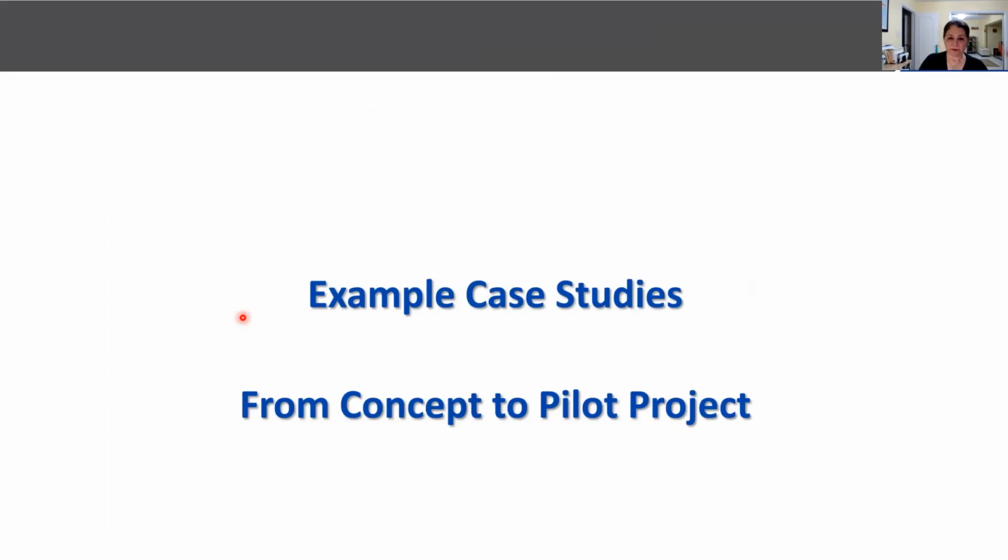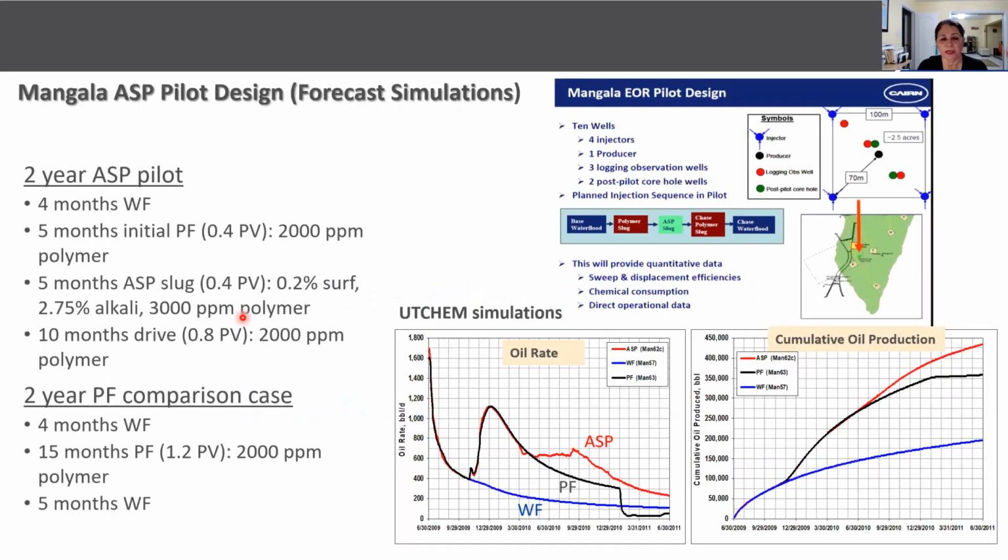So some examples: Mangala ASP. This started in the lab at UT, doing laboratory experiments, developing formulations. And of course, they did a very successful pilot, a 5-well pilot, a 5-spot, and then they went to full field polymer project, and now they're planning for larger ASP. It may happen in 2023. So that project still continues.